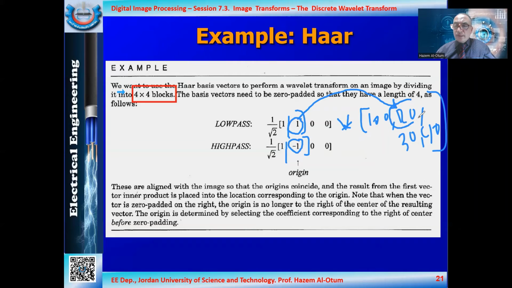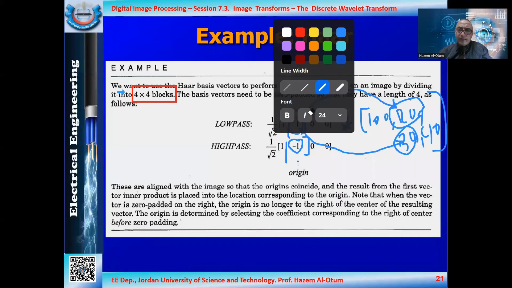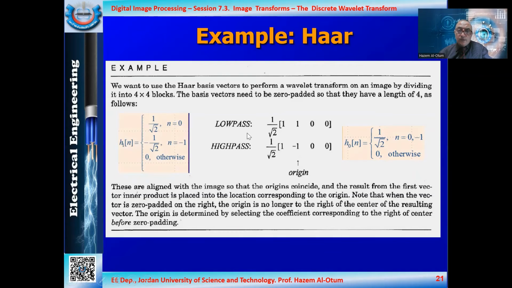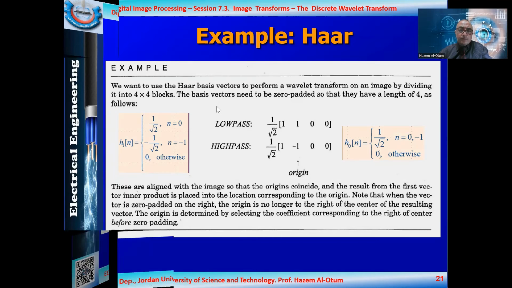For example, 20, 120. When we go further, for example, we want to find the output for 30, we again put the center on the 30 and the elements in the 4 by 4 dimension in the direction of rows and direction of columns. This way we can get the wavelet transform in 2 dimensions for an image of the size 4 by 4. And this is the transfer function for the Haar.